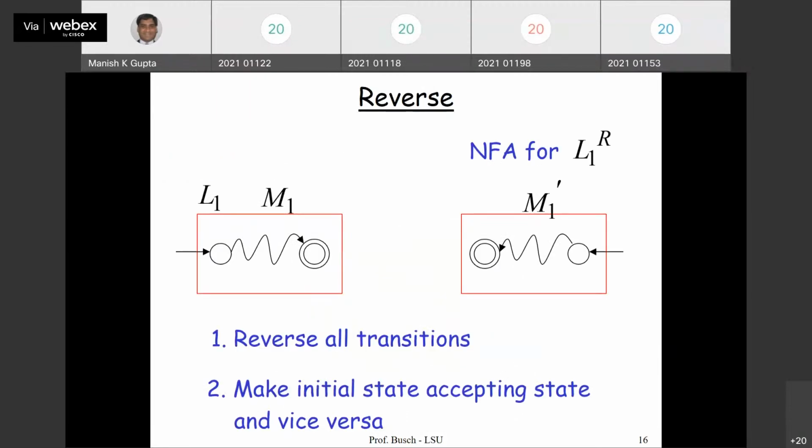Reverse. So this is the NFA. Reverse it: make this the accepting state and the other one the start state. This is the reverse business. So reverse all transitions, make the initial state the accepting state and vice versa, and you are done for reversal. Here is an example.